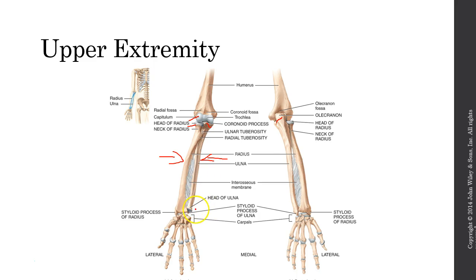Distally on the ulna is where we find the head of the ulna. And on the radius we have a styloid process. And we also have a styloid process on the ulna. So for these two forearm bones, I want you to know the olecranon, where the head of the radius is found, and where the styloid of the radius and ulna are found.